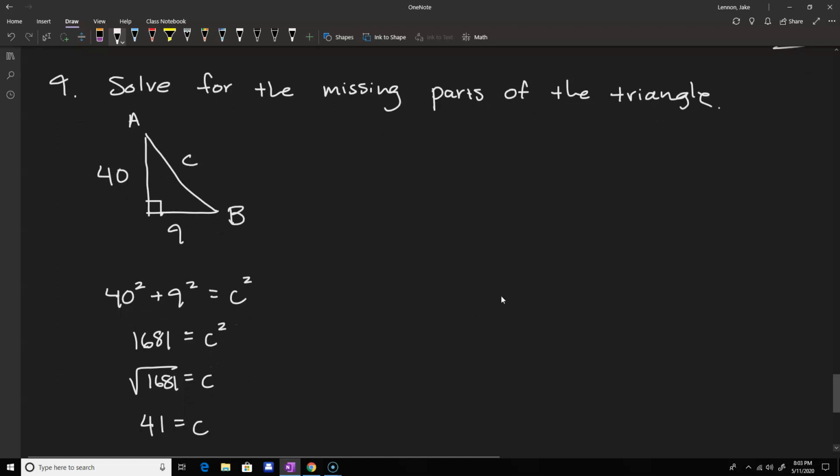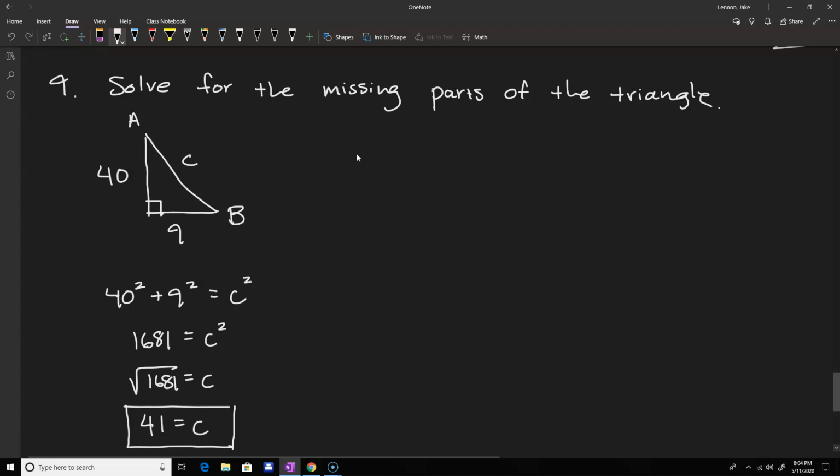So now we want to find one of the angles. Doesn't really matter which one, because once you know one of them, we know that A plus B have to add up to 90 degrees. We already have a right angle in the triangle, and if you add all 3 angles together, you will get 180 degrees.